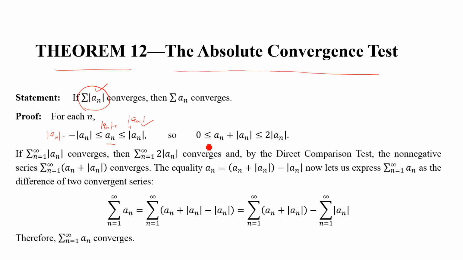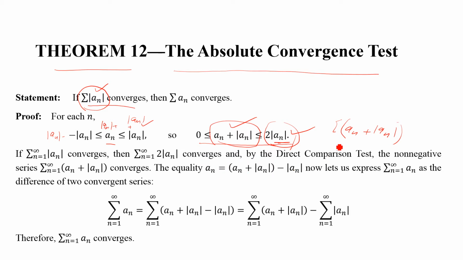So adding the absolute value of an to the inequality, we have this result. The left hand side becomes 0, the middle term becomes an plus absolute value of an, and the right term becomes 2 times absolute value of an. Okay, now what is given? Given is that this series is convergent. So now we can use the direct comparison test. This series is convergent, we know that, and this is greater than this series. So since this series is convergent, by direct comparison test, the smaller series also converges. So we can conclude that sigma of an plus absolute value of an also converges because this series converges.